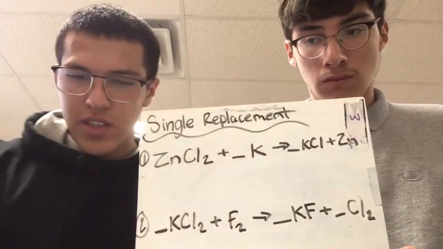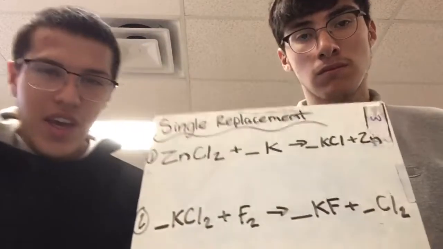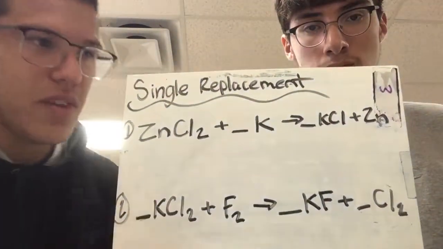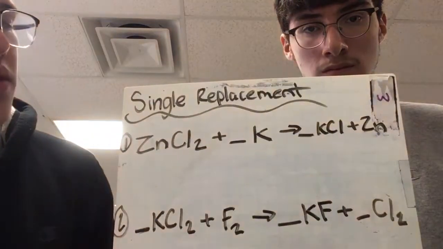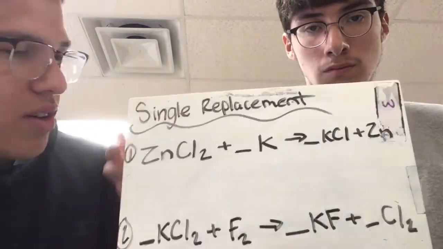According to the activity series on the back of the periodic table, as you can see, potassium, somewhere over here, the activity is way higher than zinc, right? So in order to satisfy the law of conservation of mass, you need to find the coefficients to balance out the equation.